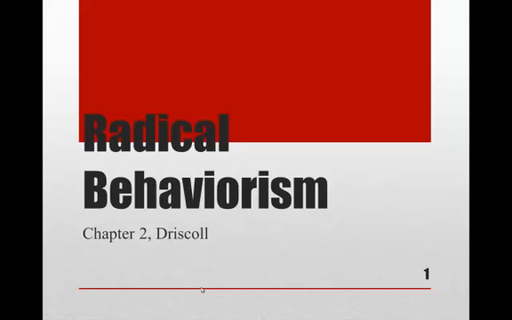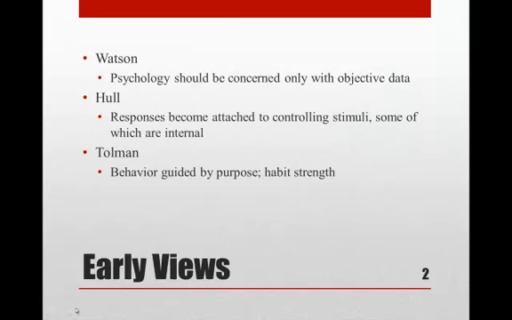Let's take a look at radical behaviorism, which is the focus of Chapter 2. In radical behaviorism, we're talking about views that learning is behavior. Some of the early views of radical behaviorism came from Watson, Hull, and Tolman. Watson suggested that psychology should be concerned only with objective data, only with those things we can see. We don't want to worry about thinking. We don't want to worry about what's going on in someone's mind.